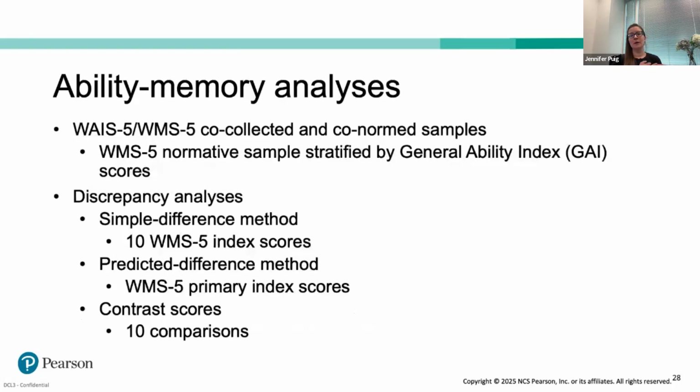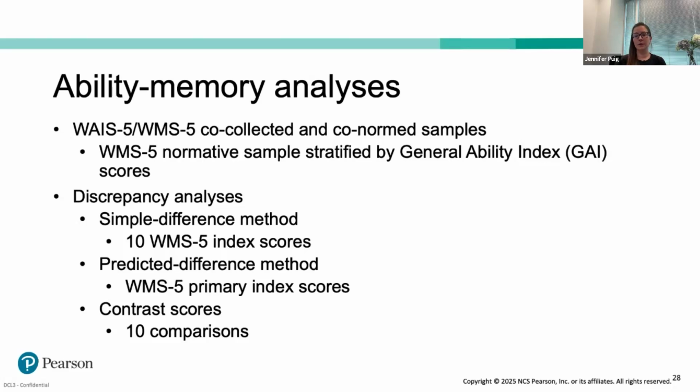Okay. Comparisons between selected WAIS-5 composite scores and WMS-5 index scores are available with the WMS-5. These analyses are possible because of the co-collection and co-norming of the WAIS and WMS samples. The WAIS-5 composite scores that are available for these comparisons include the General Ability Index, the Verbal Comprehension Index, and the Visual Spatial Index. There are 3 types of comparison scores.